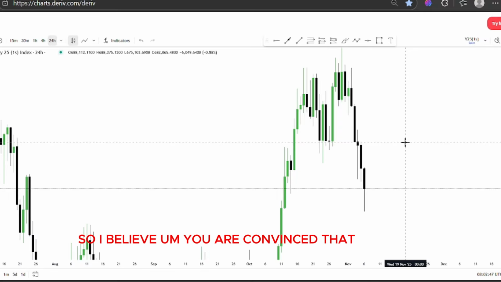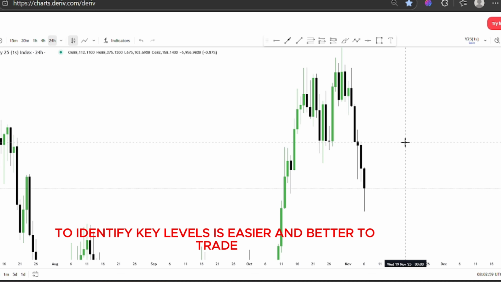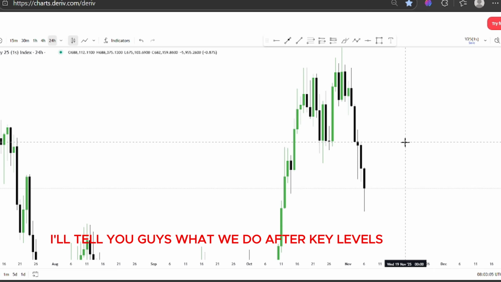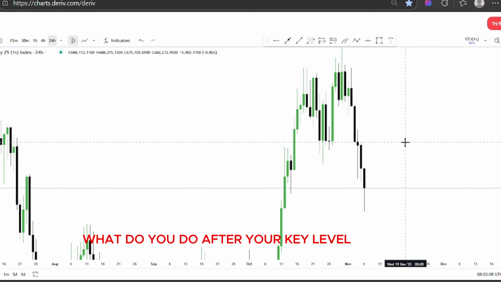Okay. So I believe you are convinced that key levels are more reliable than other blocks, this and that, demand. Identifying key levels is easier and better to trade. So in our next video, I'll tell you guys what we do after key levels. What do you do after your key level? What next? Okay, so that'll be all for now, guys.